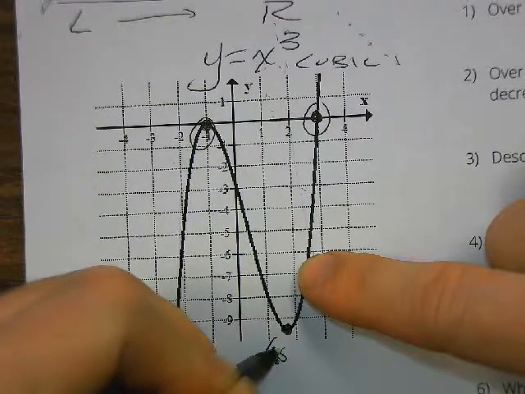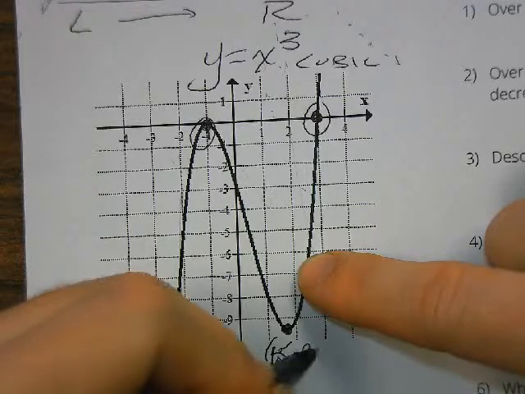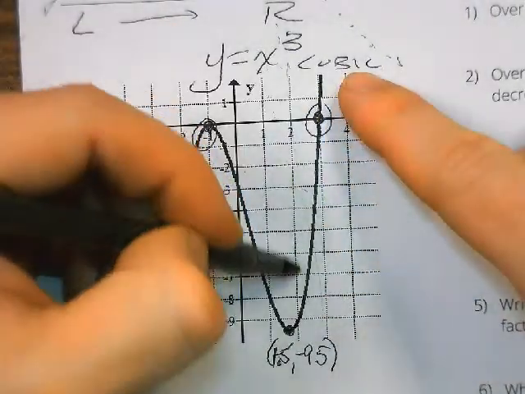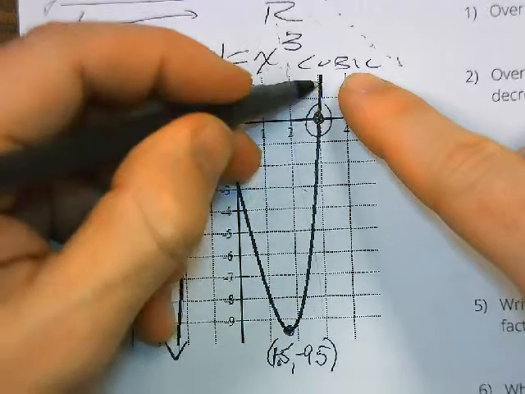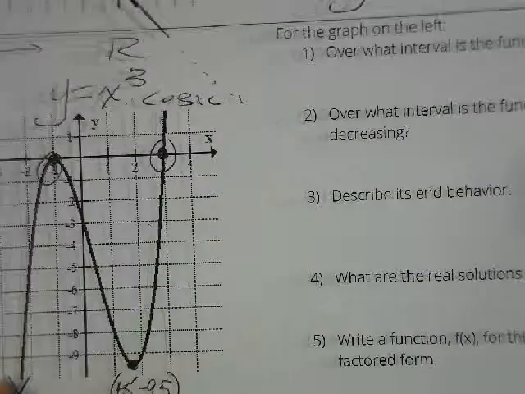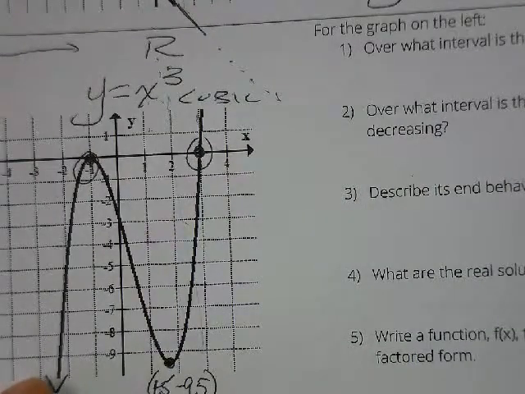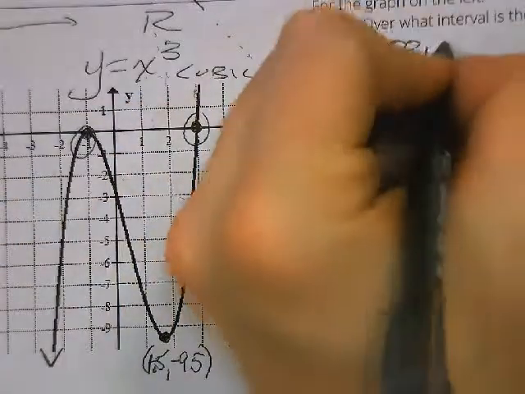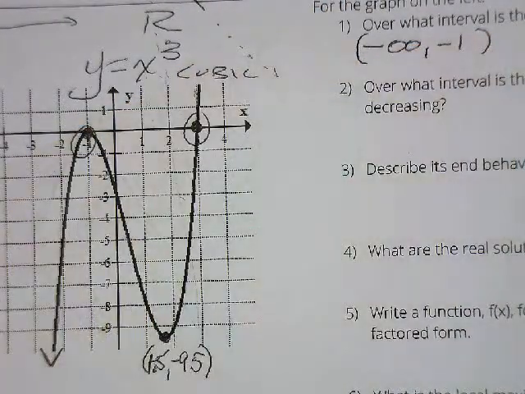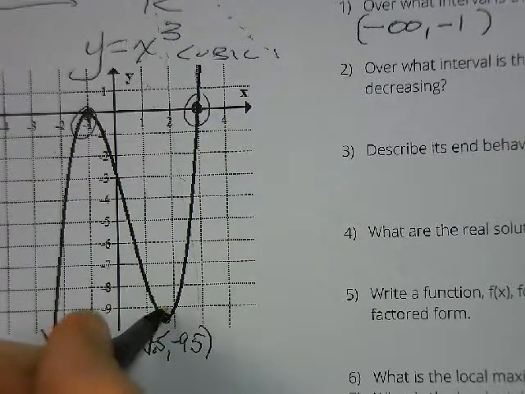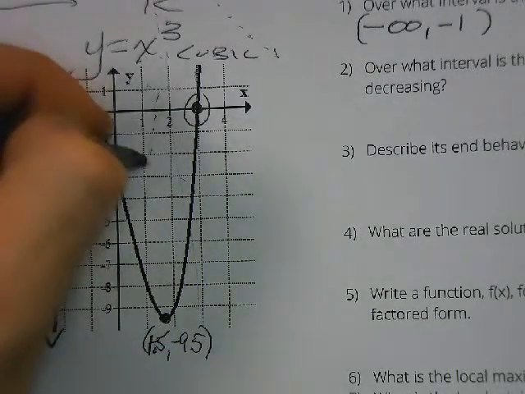And then I'm increasing again over on this interval, all the way up to positive infinity. So I am increasing from negative infinity to negative 1, and I'm also increasing from 1.5 on the x-axis, from 1.5 all the way up to positive infinity.